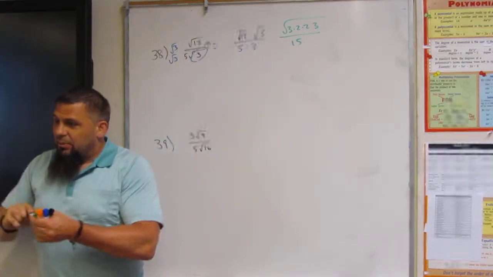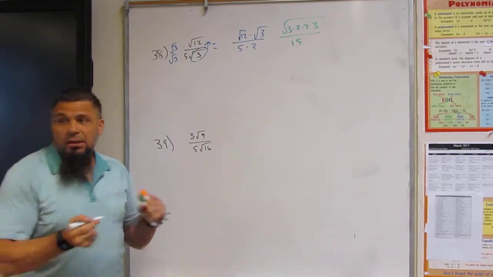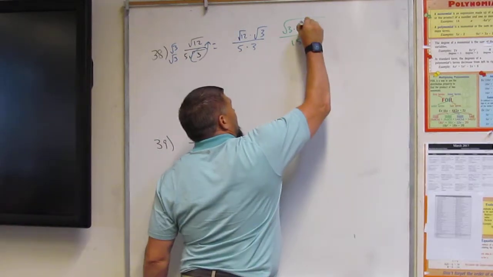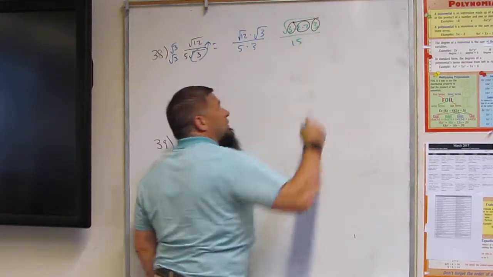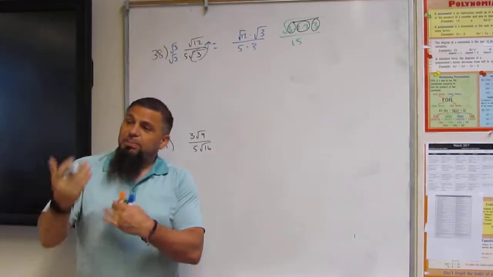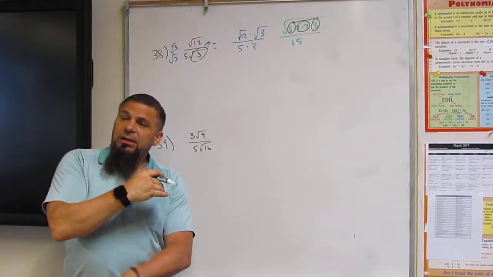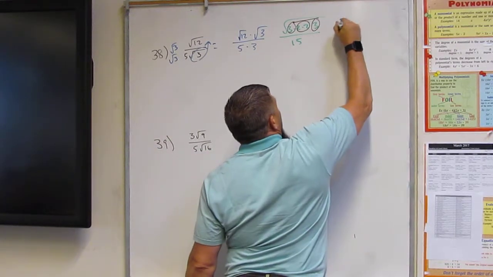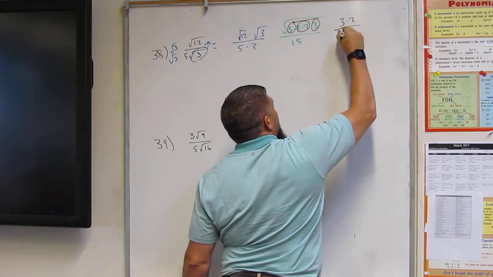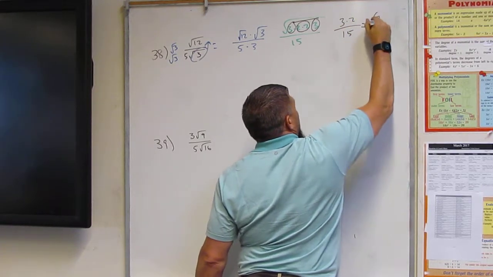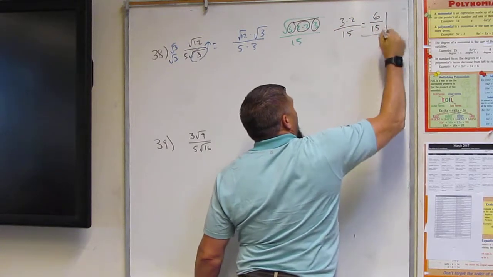And then look, we have some pairs. Here's a pair. Here's a pair. And we get to take out those pairs. So we get to take out a 3 and a 2. So what's 3 times 2? 6. And then, can I break down this?